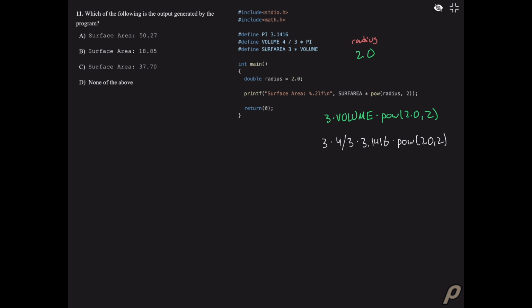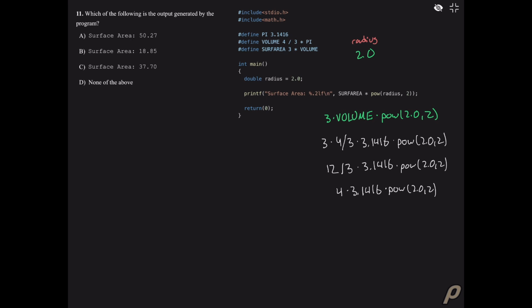As our first thing we do is 3 times 4, which is 12, as that occurs before the division. So we do 12, then we divide by 3, then multiply by 3.1416, and times pow 2.0 comma 2. So then we do 12 divided by 3, both of them are integers, so it's integer division, but we know that 3 goes into 12 with no remainder, so it's just 4. Nothing too complicated about that. Times our 3.1416 times pow 2.0 comma 2.